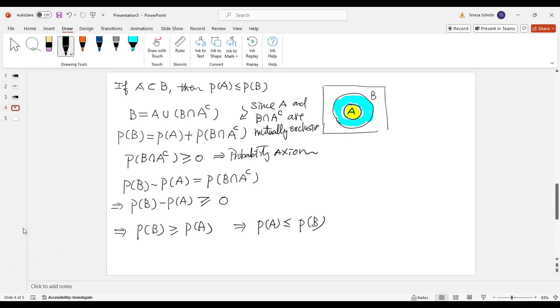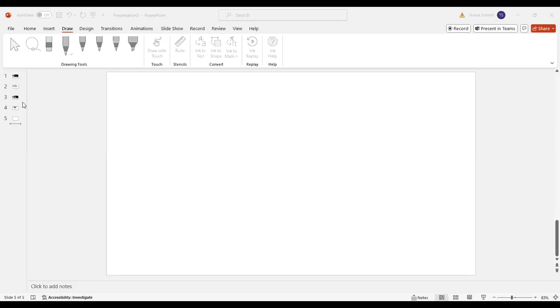The first part is pretty straightforward, and intuitively it's obvious, but when we try to prove it, we do need to use the laws we know. Now let's take a look at the second part. They want us to prove that P(A intersect B complement) is equal to P(A) minus P(A intersect B).